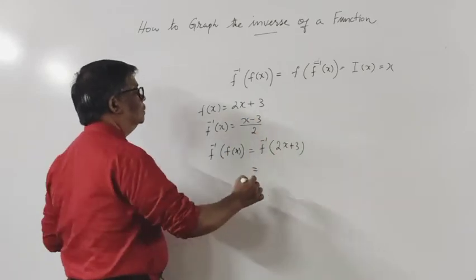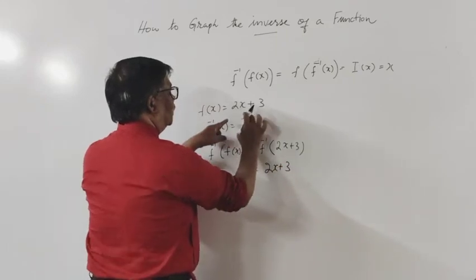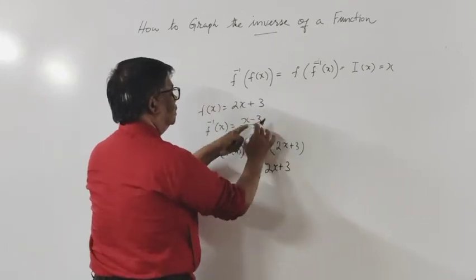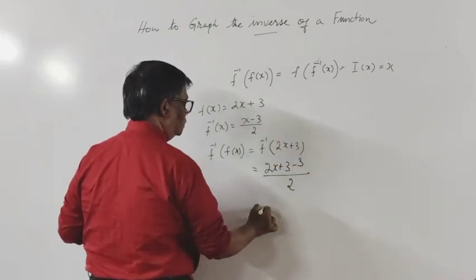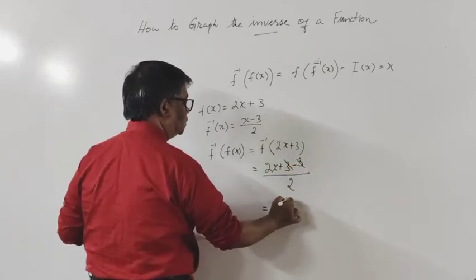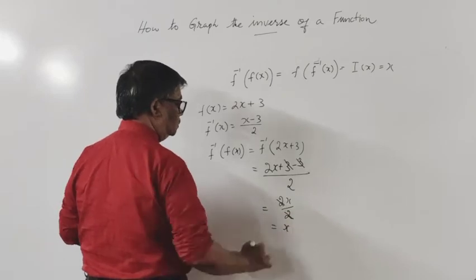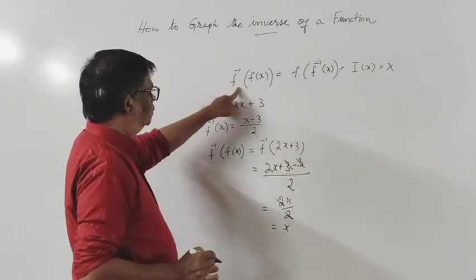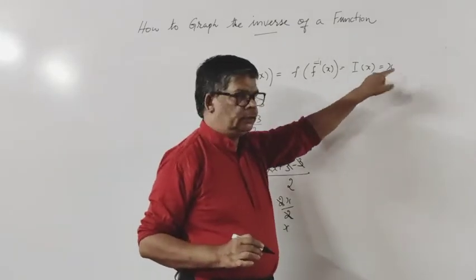So this is equal to, instead of x you have to write 2x plus 3, minus 3, the whole divided by 2. That's equal to this: plus 3 and minus 3 cancel and you get 2x by 2. 2 and 2 cancel and you get x. So f inverse of f of x is equal to x.